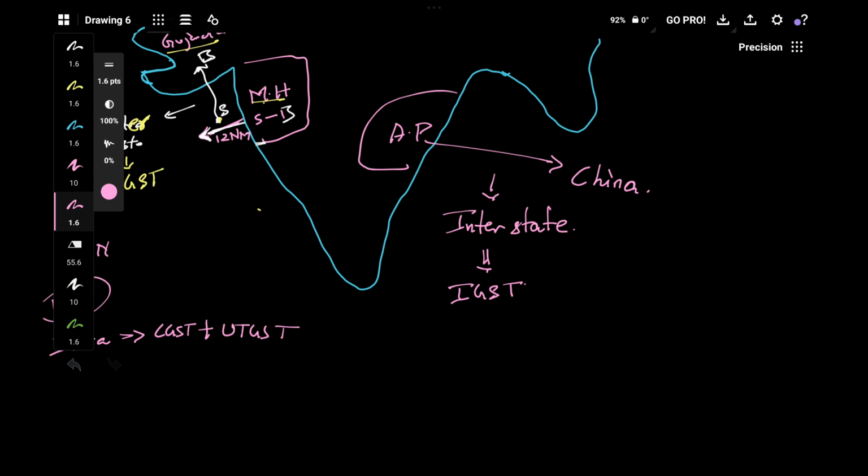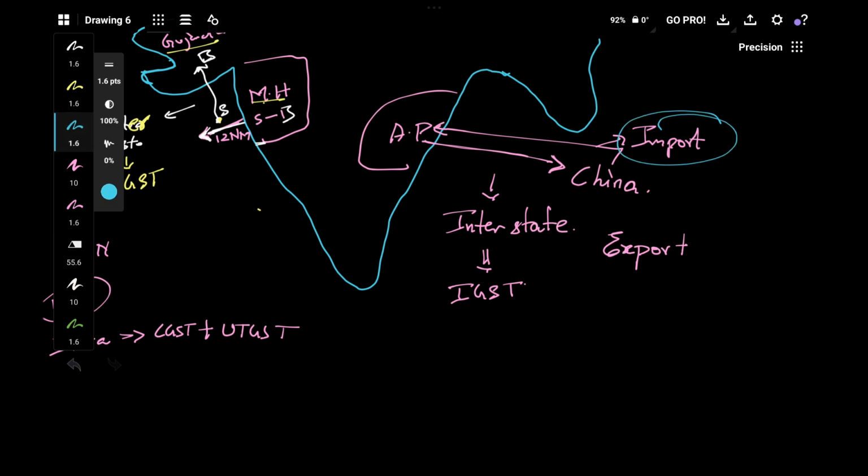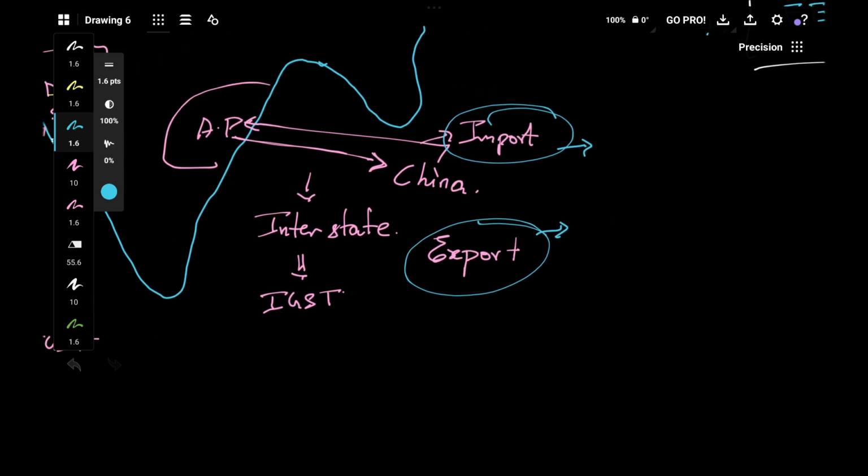But I know it is an export. If AP is selling goods to China, it is export. If China is selling goods to AP, it is import. And this export and import is very much important. Please note, these exports and imports are not covered in GST Acts actually. These things are covered in the Customs Duty Act.